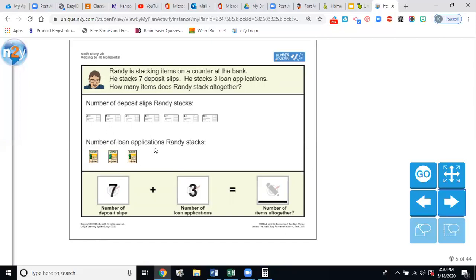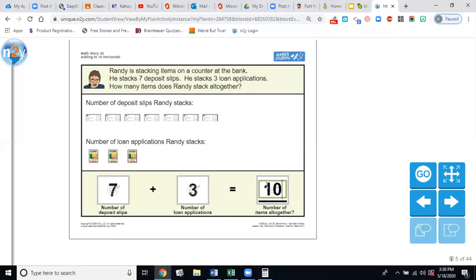Plus number of loan applications Randy stacks, 1, 2, 3. Plus 3. 7 plus 3 equals, let's count, 1, 2, 3, 4, 5, 6, 7, 8, 9, 10 equals 10.